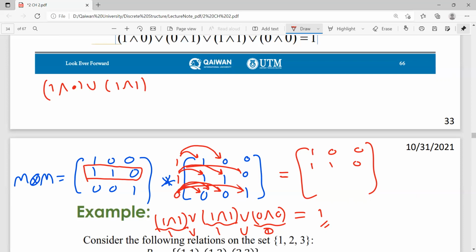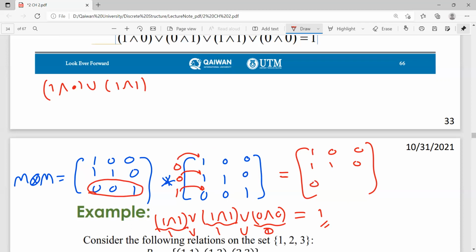Then for finding the elements of the third row, what we do is take this row, 0, 0, 1, and multiply it by all columns: 0 and 1, 0 and 1, 1 and 0. Look here, 0. And then for the second one, 0 and 0 is 0, 0 and 1 is 0, 1 and 0 is 0, so it's 0. And then 0, 0, 0, 0, 1, 1, so it's 1. We have this matrix.